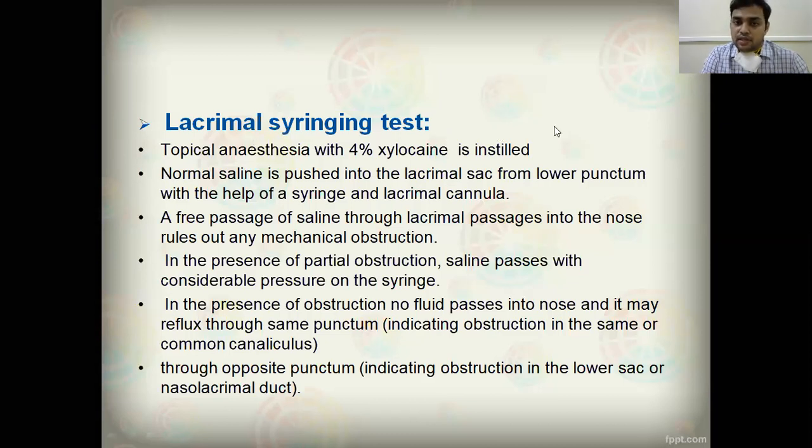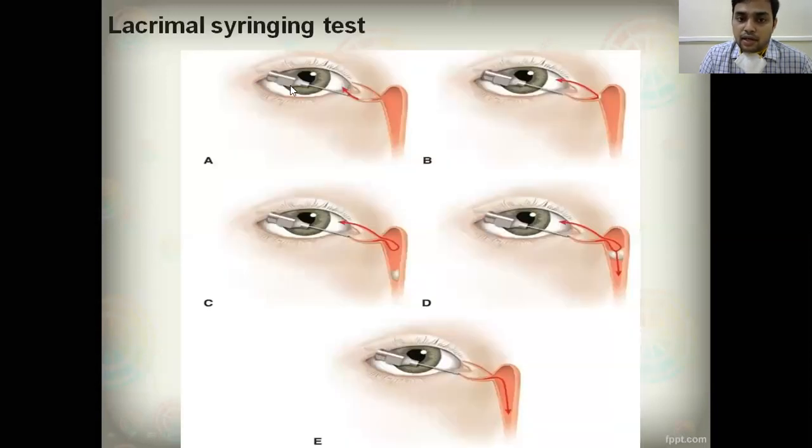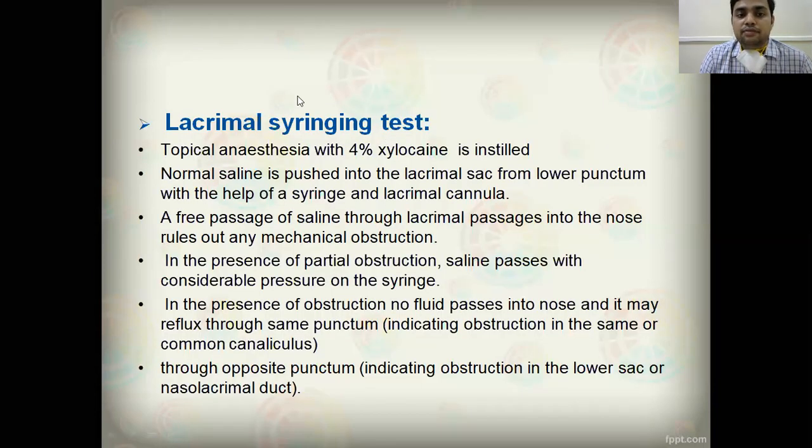Here we instill 4% lignocaine or xylocaine, an anesthetic drop. Then with the help of a syringe, normal saline is pushed into the lacrimal sac from the lower punctum with a lacrimal cannula. We connect the syringe to the lacrimal cannula, take around 5 to 10 ml of saline, and push it through the puncta into the canaliculi. If there is a free passage of saline through the lacrimal passages into the nose, this rules out any mechanical obstruction.